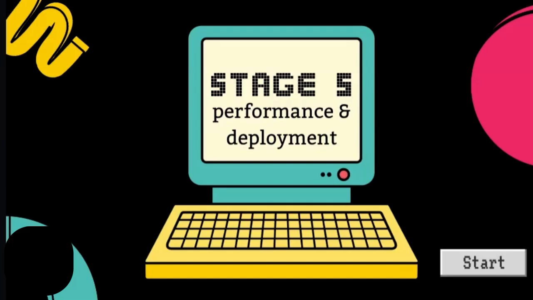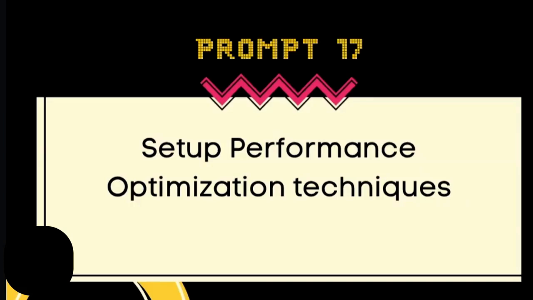Stage 5. After the 4 stages, you're going to have all the ingredients for your app to be set up, working, you're testing it, and now you think about, how do I make it better, and then deploy it. Set up performance optimization techniques. This is telling Replit to maximize your app's performance, make it as good as possible. This will prevent your app from being sluggish or slow. And most importantly, this will help your app perform as well as possible on older devices.